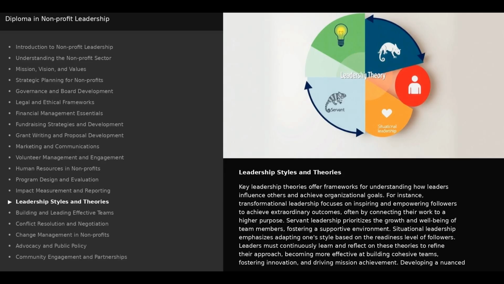Leaders must continuously learn and reflect on these theories to refine their approach, becoming more effective at building cohesive teams, fostering innovation, and driving mission achievement. Developing a nuanced understanding of these theories is crucial for navigating complex nonprofit environments.